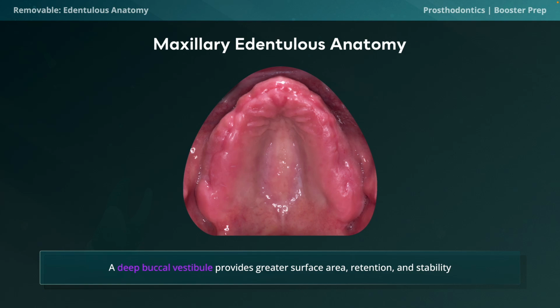Second point I want you guys to remember is that a deep buccal vestibule provides greater surface area, retention, and stability. So when the vestibule is properly filled with the denture flange, the maxillary denture will resist vertical and horizontal dislodgement.